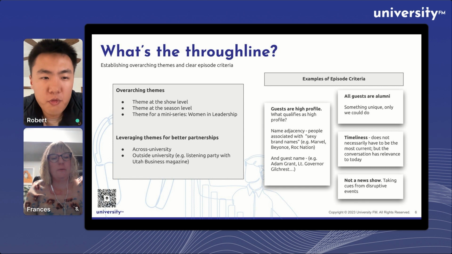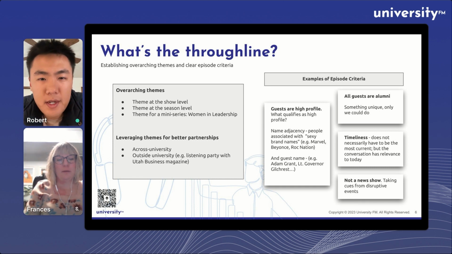expectation for listeners. I'm going to talk a little bit more now about the episode criteria on the right-hand side. So the idea here is after you have some overarching themes, when you start evaluating episode ideas and episode guest ideas, what are you looking at?